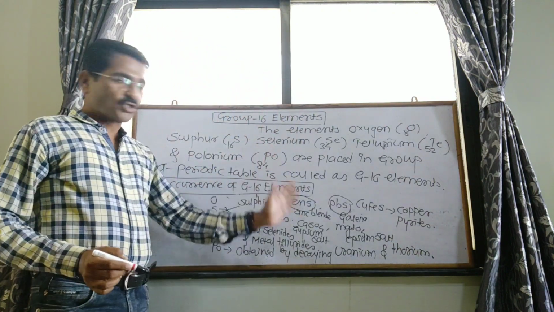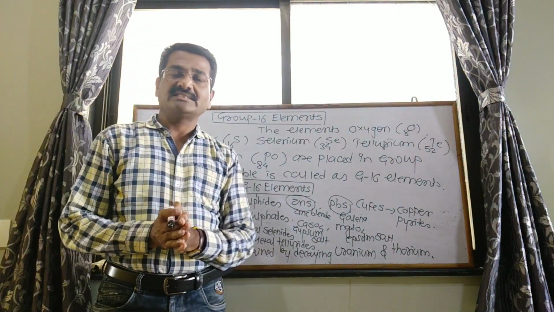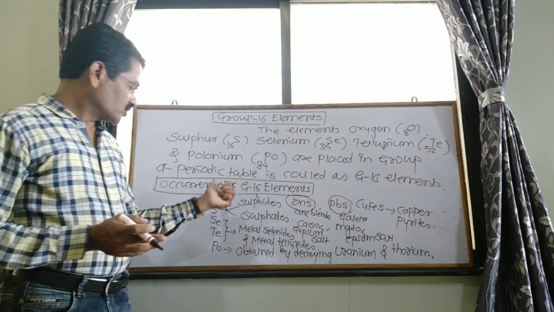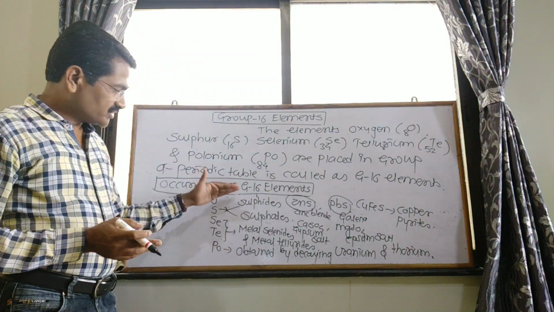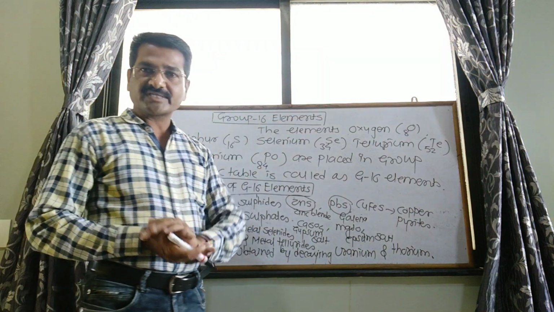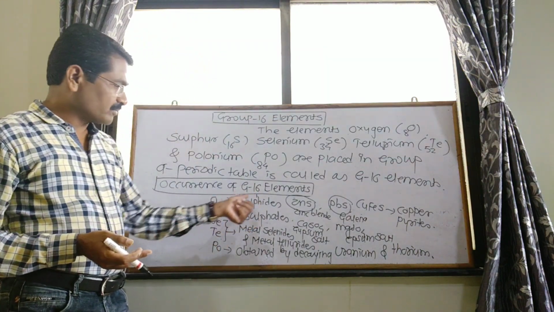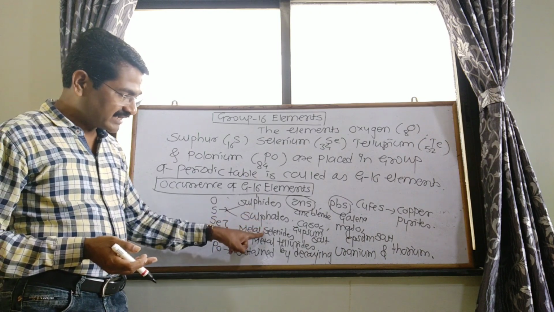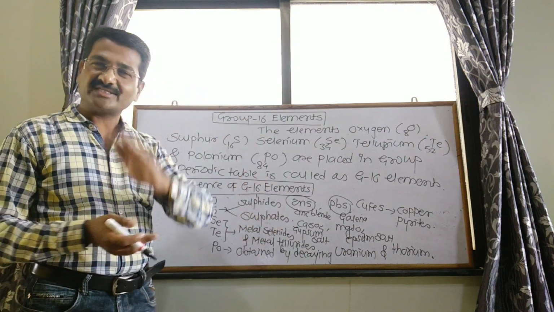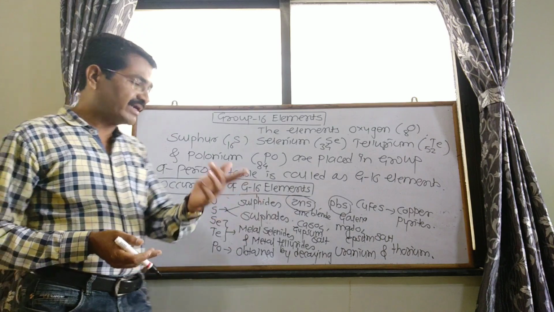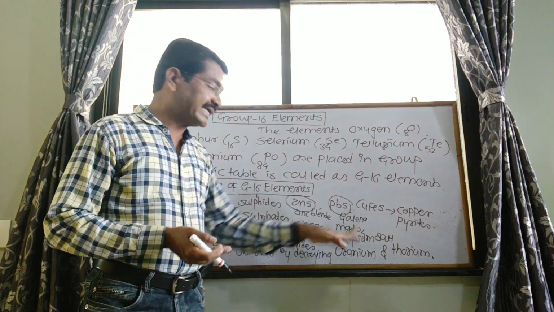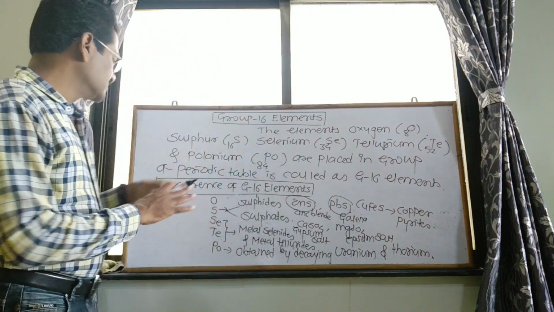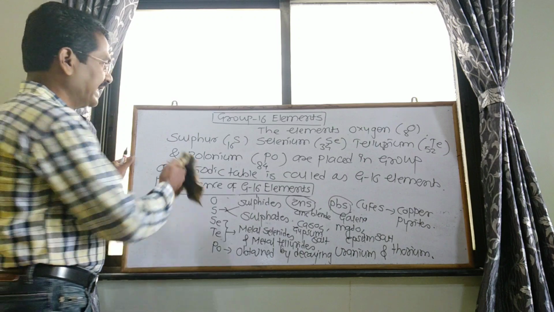So these are the sources of all G16 elements, that is called the occurrence from oxygen to polonium. Oxygen occurs in the form of oxides, sulfur can occur in the forms of sulfates, selenium and tellurium occur in the form of metal selenides and metal tellurides. But polonium is a radioactive element, it can be obtained by decaying uranium and thorium. So this is the occurrence of G16 elements.